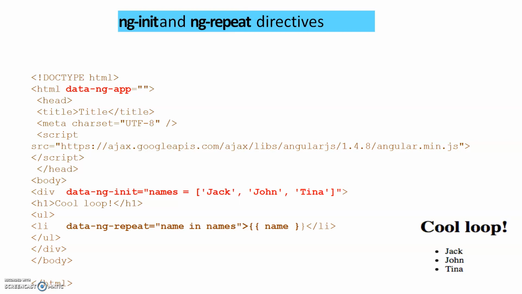Two more directives, let's check: ng-init and ng-repeat. So see, HTML data ng-app, in HTML it is initialized. For the div where we want to use it, data-ng-init equal to names, and here the array is created: Jack, John and Tina. These are the 3 elements of that array.